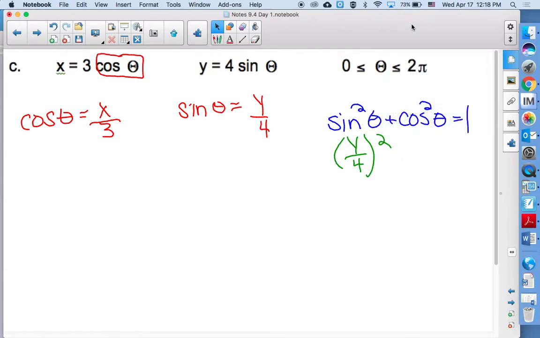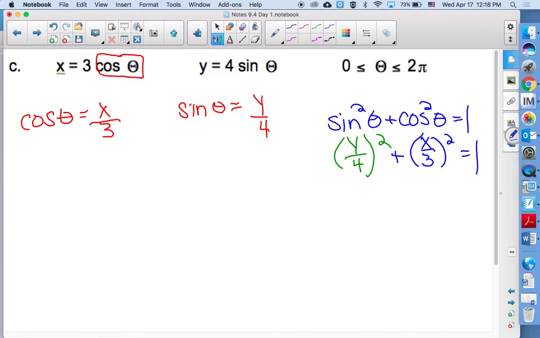So cosine is x over 3 squared. Jared, what would y over 4 squared become? Y squared over 16. And x over 3 squared is? X squared over 9. What's that rectangular form? It's an ellipse.